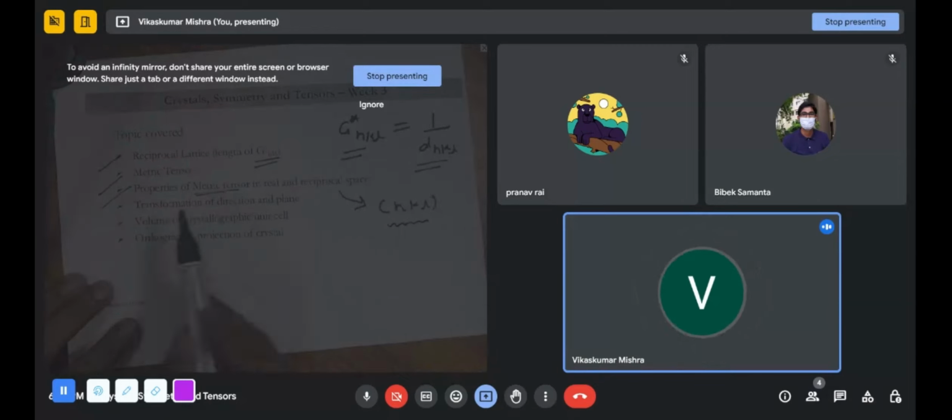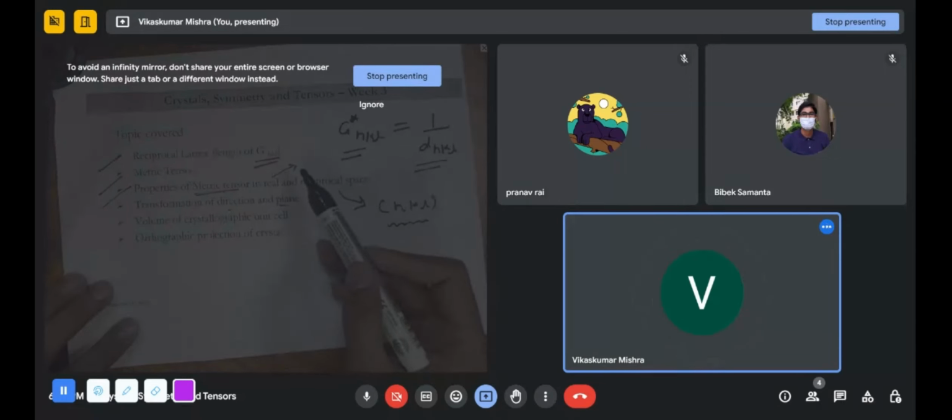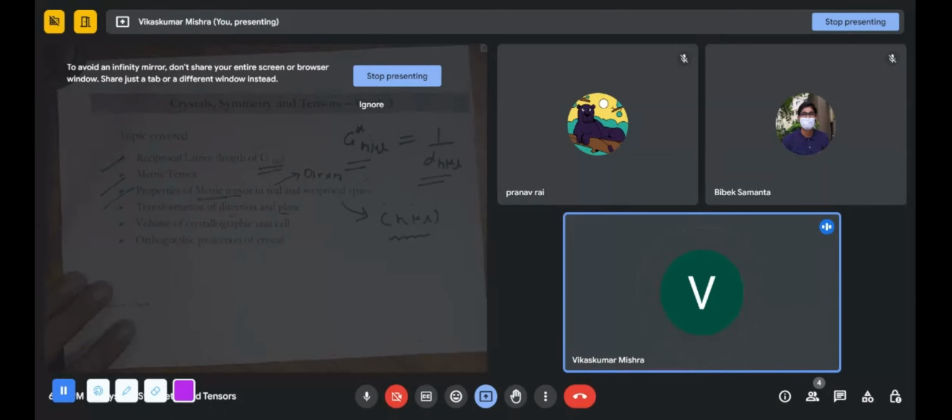Then, how do we transform the direction and the plane? In real space, most of the time directions are the ones we deal with while solving questions. But for planes, we need to go to the reciprocal space to find the length and the angle between them, because in reciprocal space the planes are treated as a point, a vector of a single point. So we can convert a plane in real space to a point in reciprocal space.